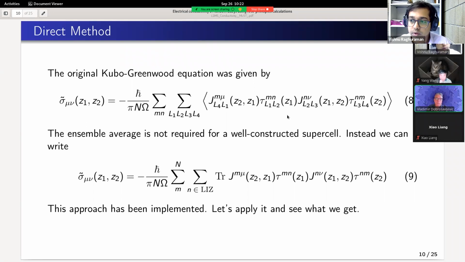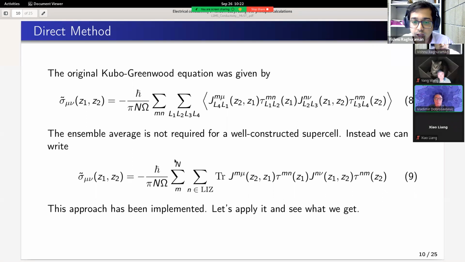Essentially, it's a very simple direct method. You have this equation 8 that I showed previously. You just get rid of the ensemble average because you've taken a large system, which is self-averaging, and you just sum over M and N, which are the site indices. You calculate the tau matrix for the system, you calculate the current matrix for each atom, you literally just multiply them together and sum them up. That's the very simple idea. And so what you end up with is equation 9.